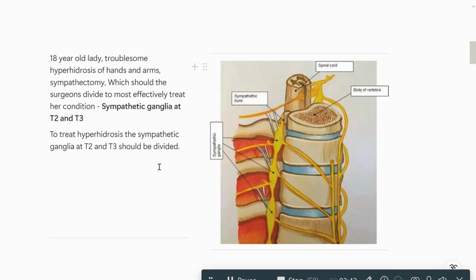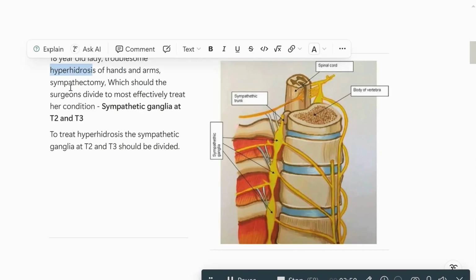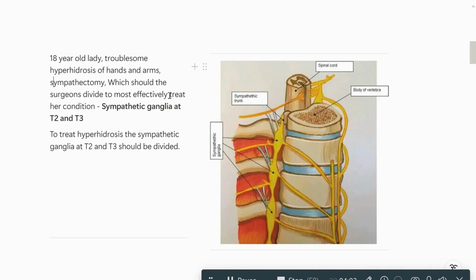The next statement says that there is an 18-year-old lady who had trouble with hyperhidrosis, that is excessive sweating of the hands and arms. Sympathectomy is planned. They're going to ask you either a relationship question or a specific question; both could be the options. Which structure should the surgeon divide to most effectively treat her condition?